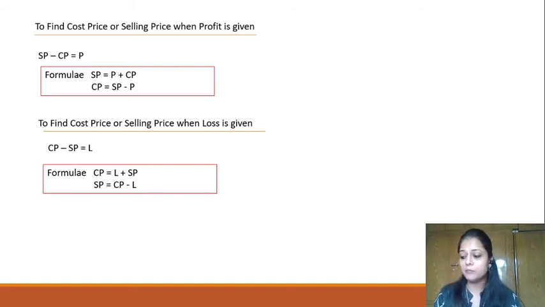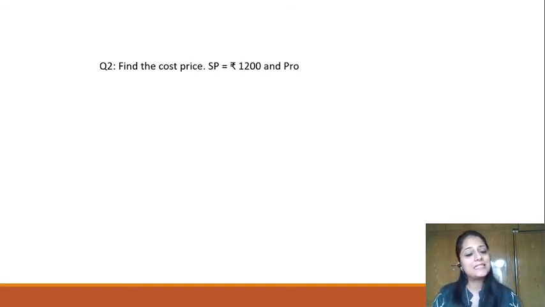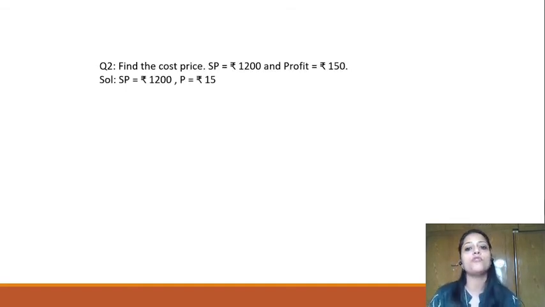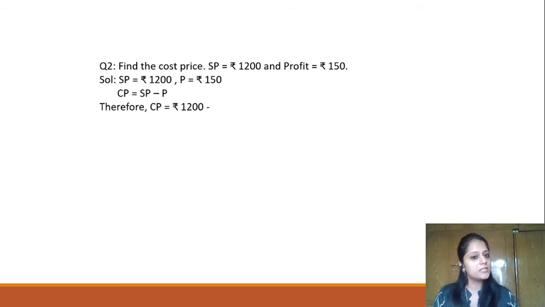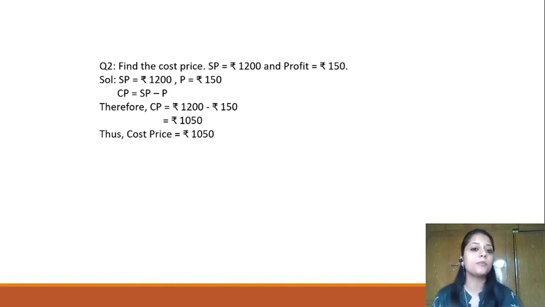Okay, now let's solve some questions to understand it in a better way. Find the cost price when selling price is equal to rupees 1200 and profit is equal to rupees 150. Selling price is given rupees 1200 and profit is given rupees 150. To find cost price, we have to subtract the profit from the selling price. Therefore, cost price is equal to rupees 1200 minus rupees 150, which is equal to 1050. Thus, cost price is equal to rupees 1050.